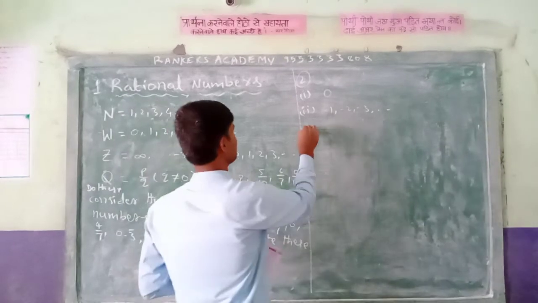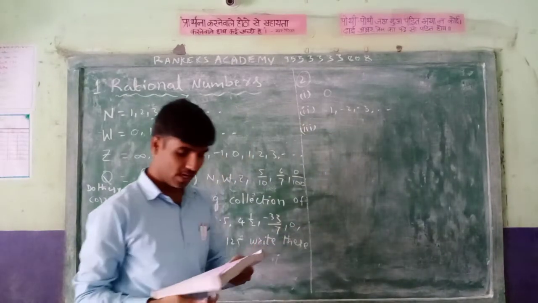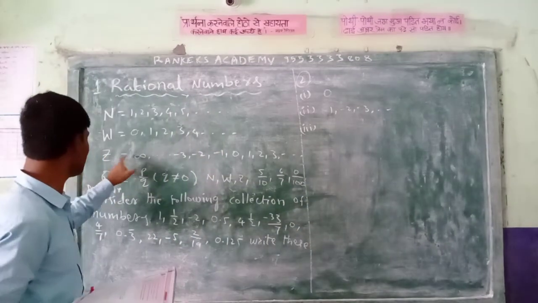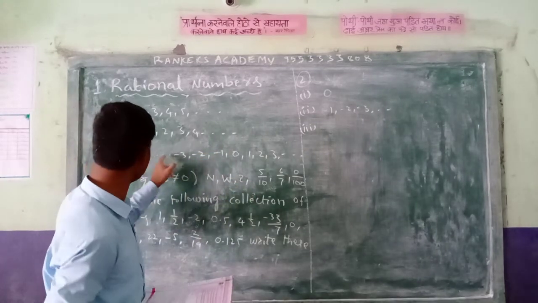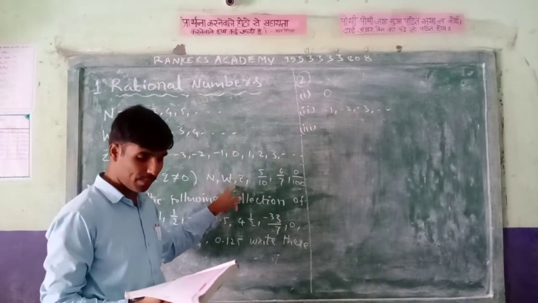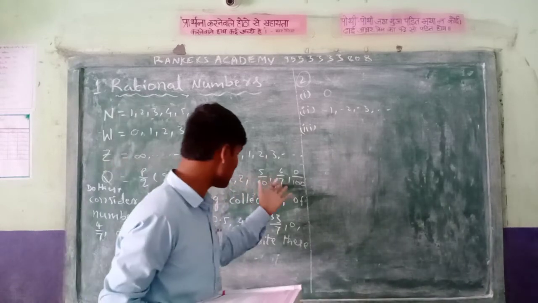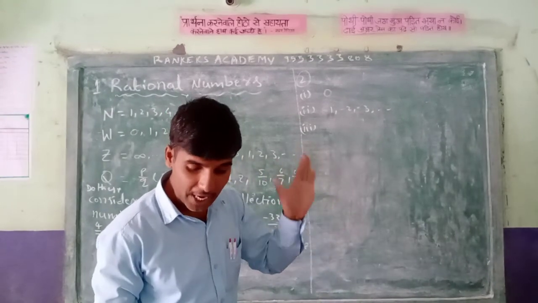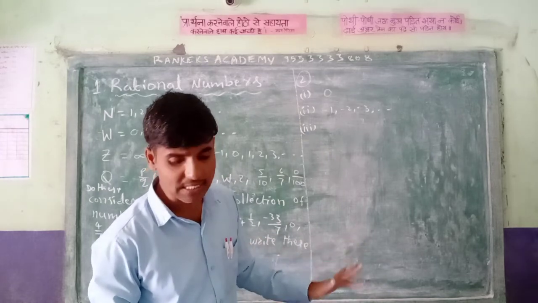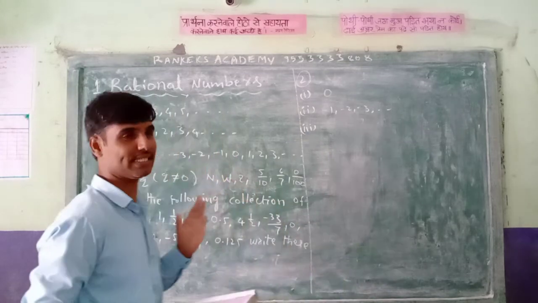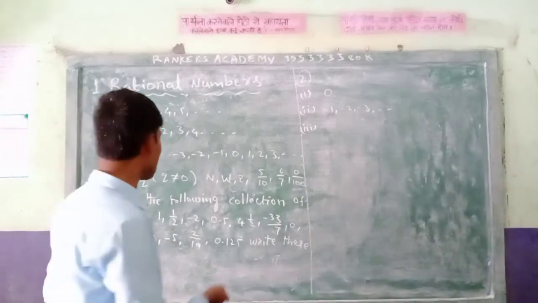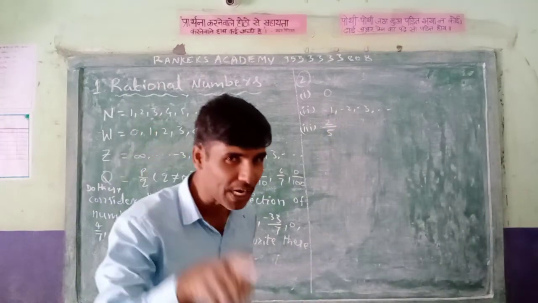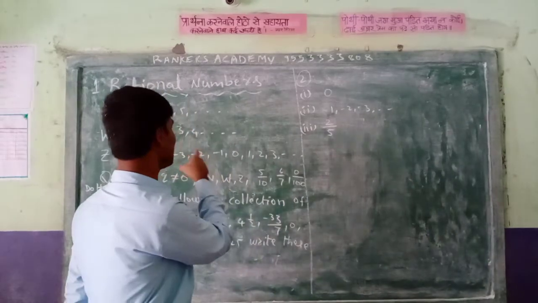Next, the third one. All integers are rational numbers. Yes, all these integers are rational numbers. Everything that is an integer is also a rational number. And extra, fractional numbers and decimal numbers are also rational numbers. So all integers are rational numbers, but all rational numbers need not be integers. One example: take a fractional number, 2 by 5. 2 by 5 is a rational number, but it is not an integer.